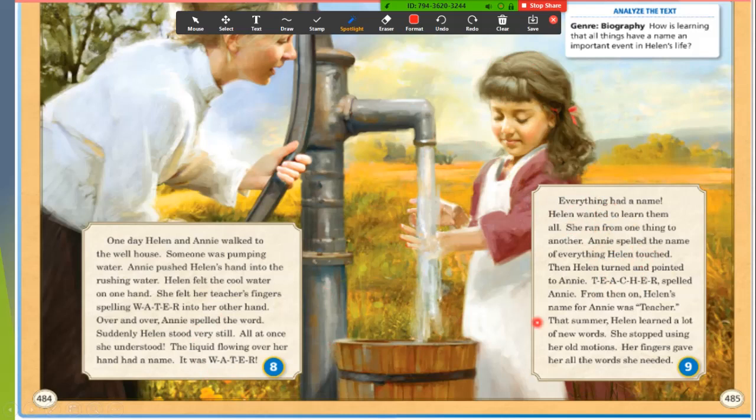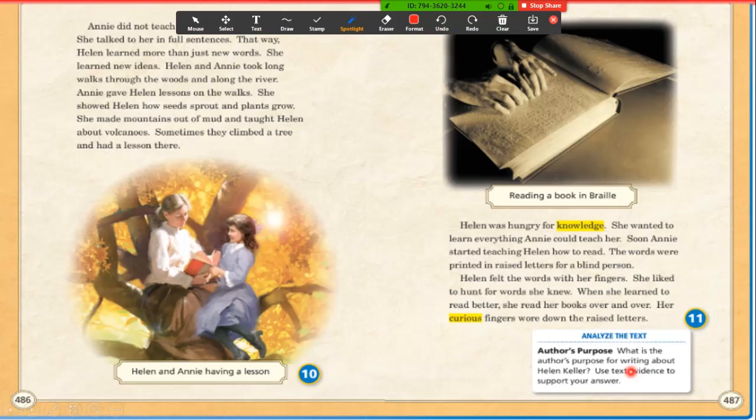Helen touched. Then Helen turned and pointed to Annie. Teacher spelled Annie from then on. Helen's name for Annie was teacher. That summer, Helen learned a lot of new words. She stopped using her old motions. Her fingers gave her all the words she needed. From this point, she started to know everything.